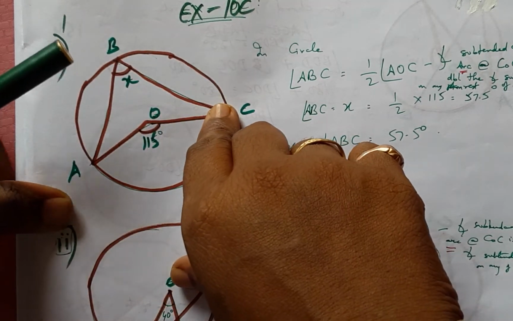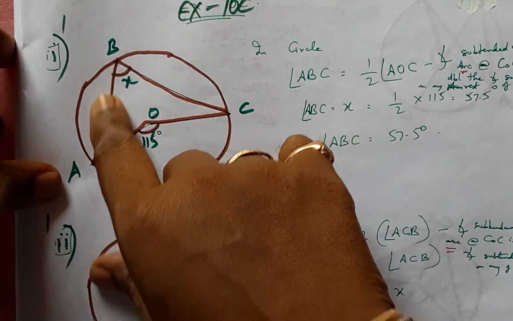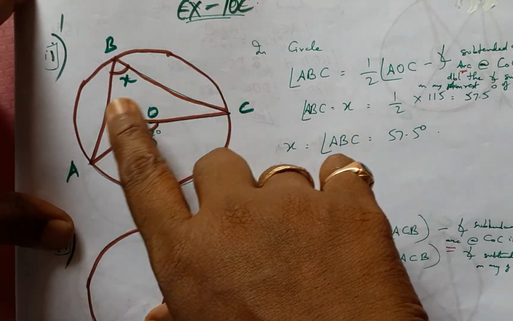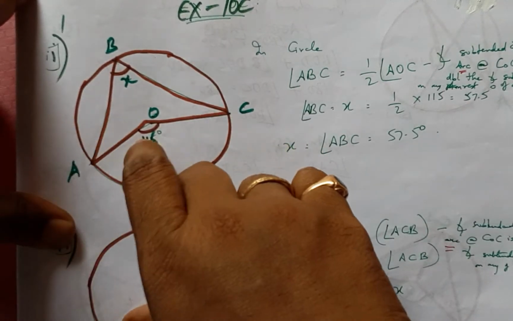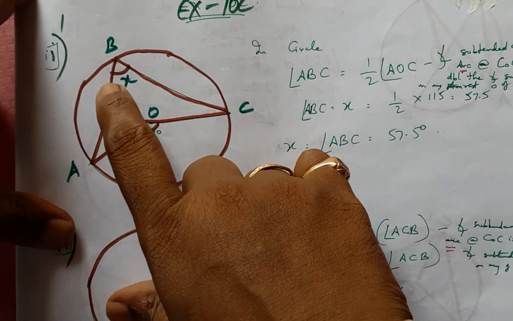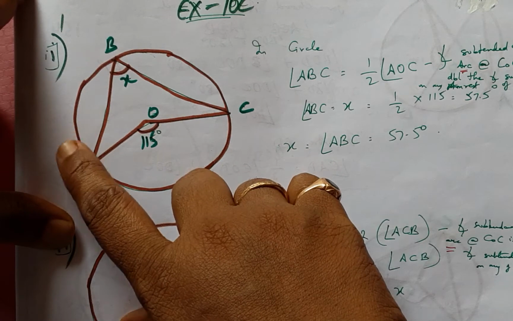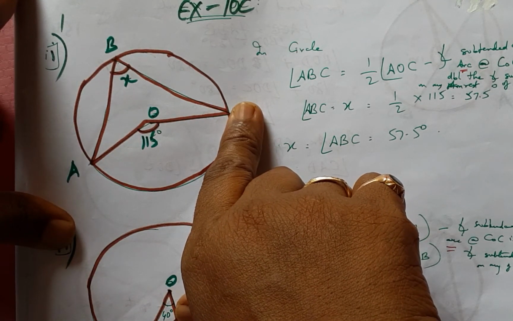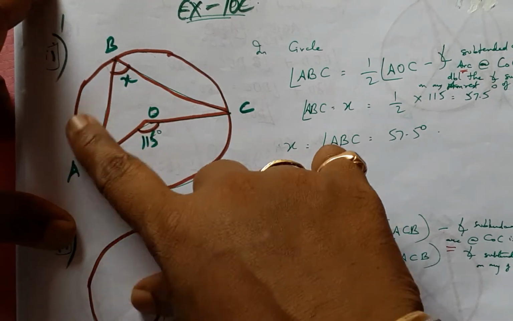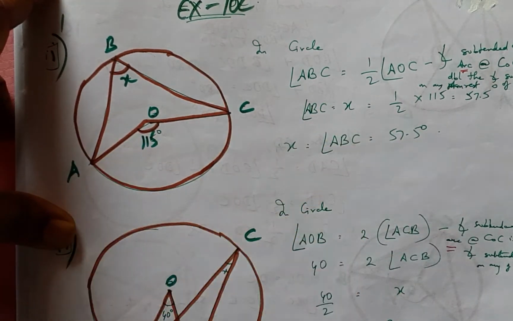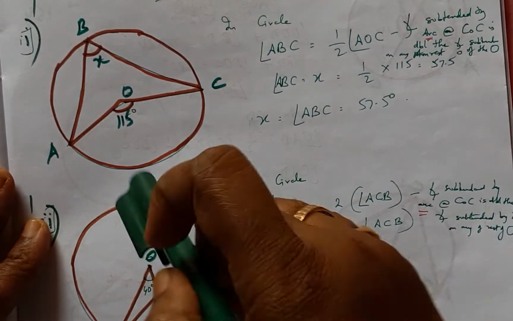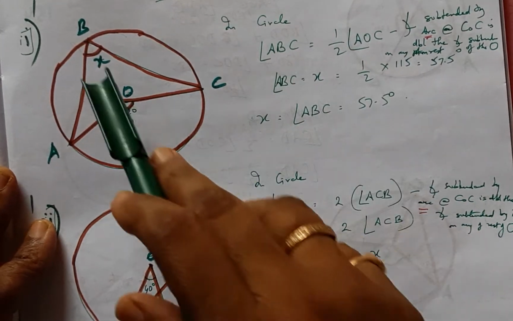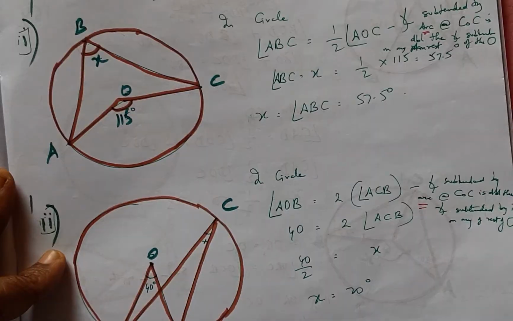X and AOC angles are two angles wherein this one lies on the minor arc and this angle lies on the major arc. Therefore, angle ABC is always half of angle AOC because the angle subtended by the arc at the center of the circle is double the angle subtended on any other part of the circle. Therefore, all you need to do is just divide this by 2 and therefore we get angle X.